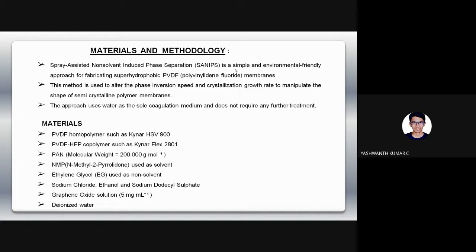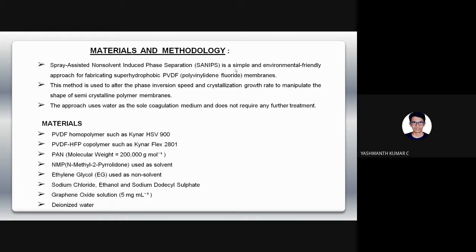Further, the SANEPS approach has been discovered to be easily adaptable to various semicrystalline polymers in order to considerably increase their inherent hydrophobicity or hydrophilicity by increasing surface roughness and porosity. Finally, employing widely accessible semicrystalline polymeric materials such as HFP or hexafluoropropylene and PAN polyacrylonitrile, the SANEPS approach has been verified for fabricating highly porous and hierarchical surface architecture.